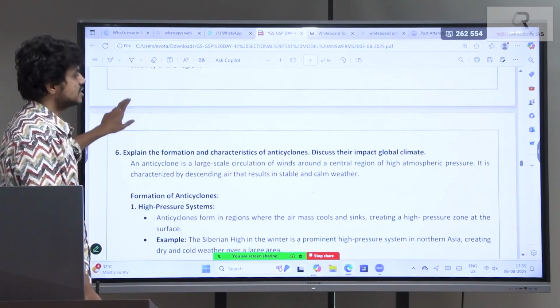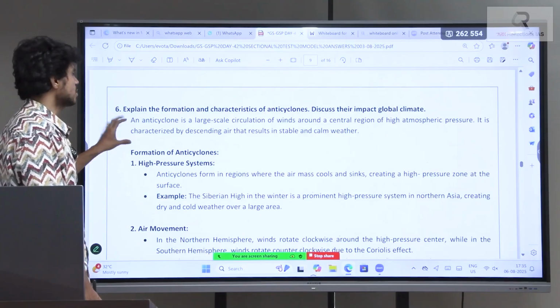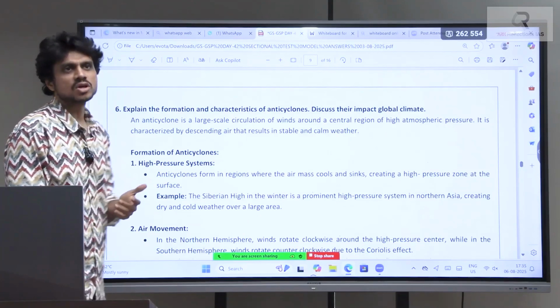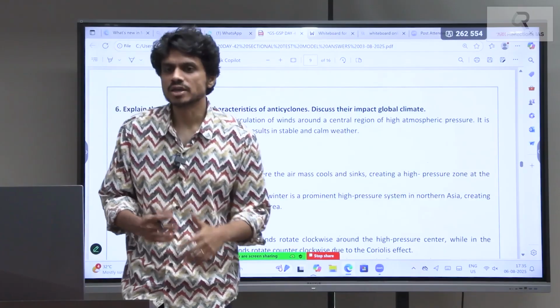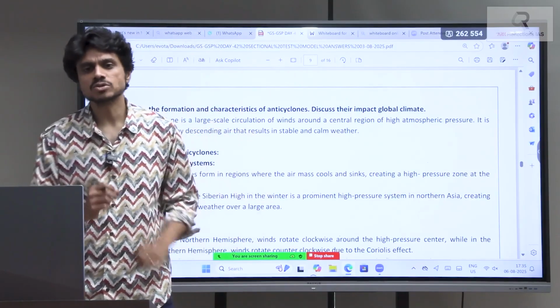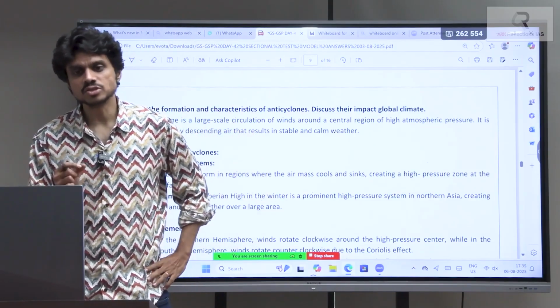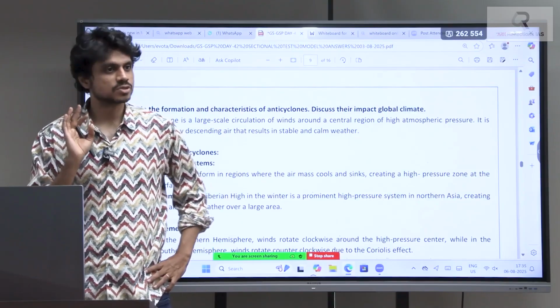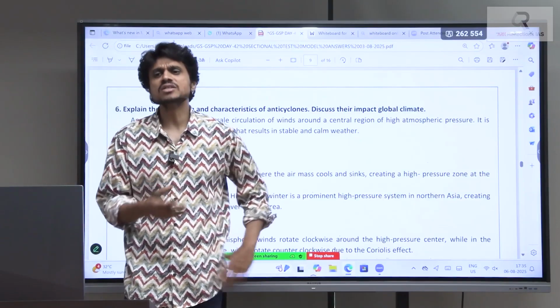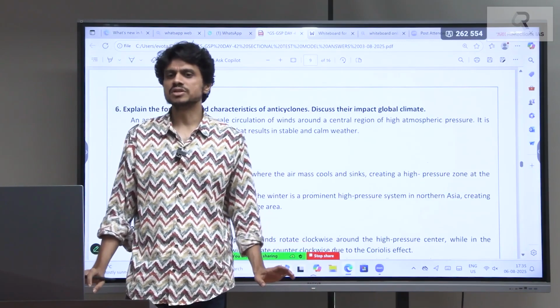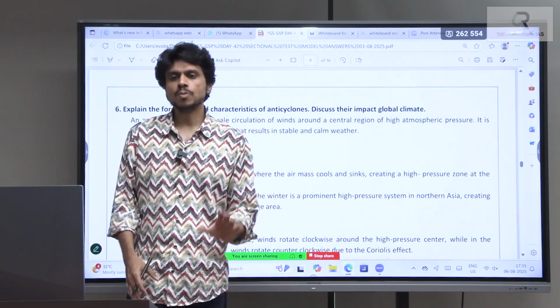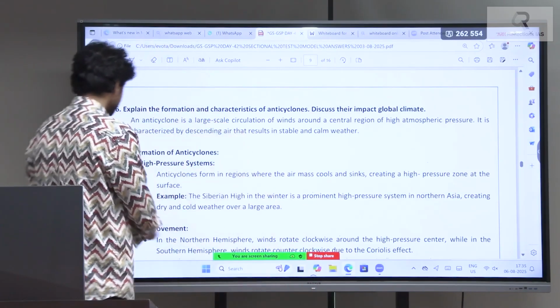Explain the formation of the anticyclone, discuss their impact on global climate. See, anticyclones are nothing but the opposite of cyclones. Cyclones are the zone of low pressure systems. Cyclones are the low pressure systems, anticyclones are the high pressure systems. That's it. So generally in low pressure systems you will have the convergence of the wind systems.